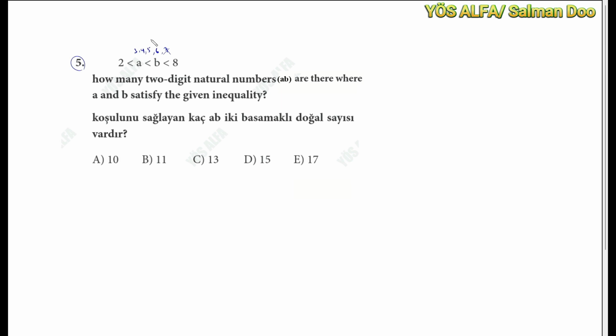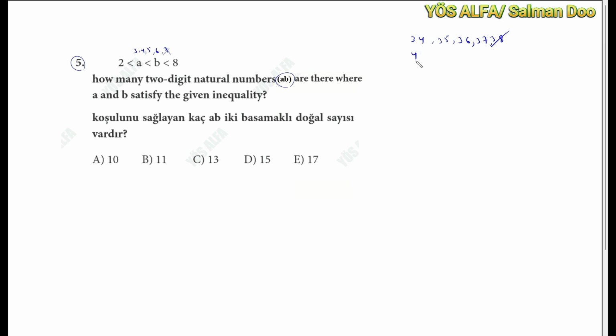So we're going to start writing down the ABs. Let's start with a is equal to 3. If a is 3, then b can start from 4. So 34 is okay, 35 is okay, 36 is okay, 37, and 38. 38 is not okay since b has to be less than 8.